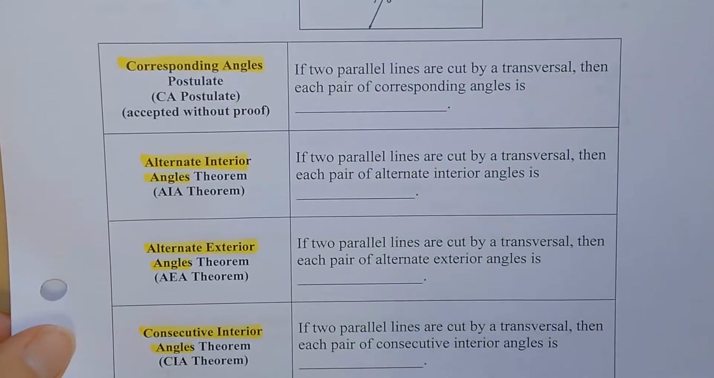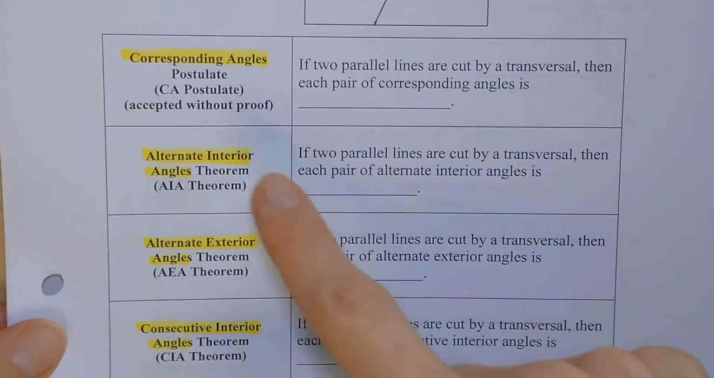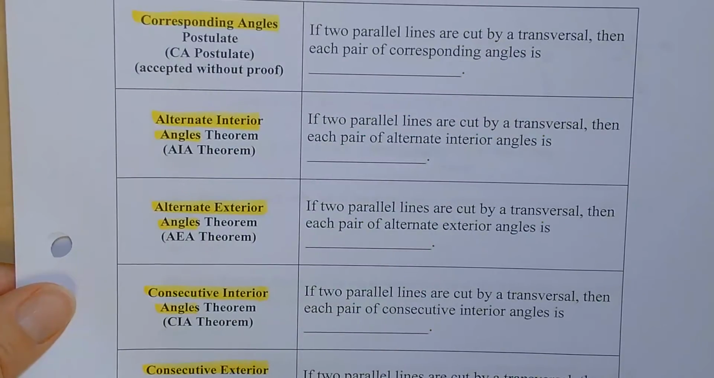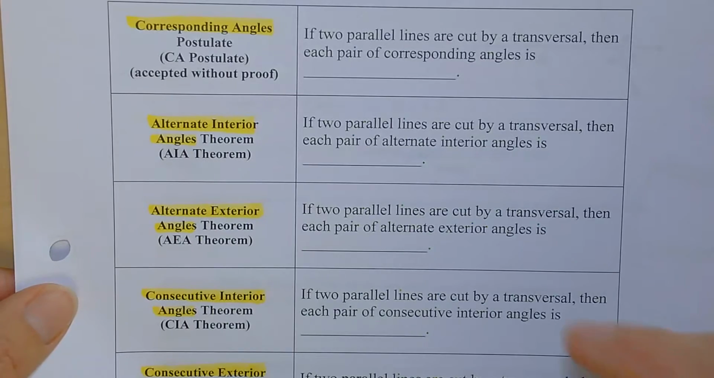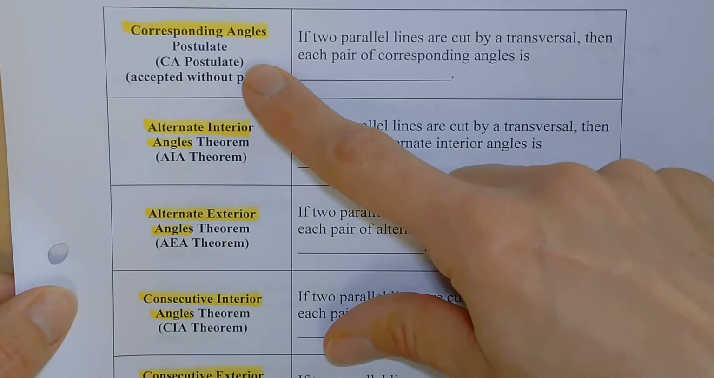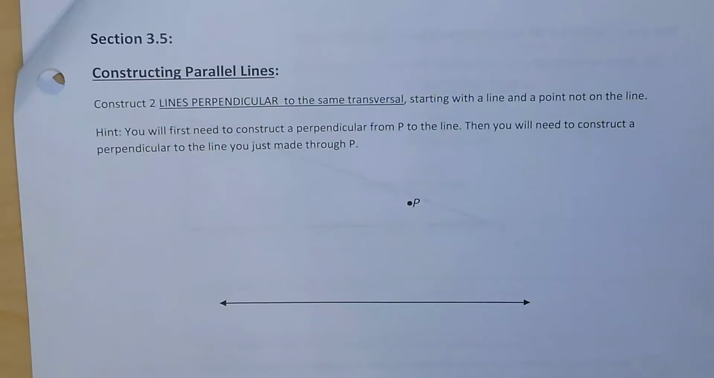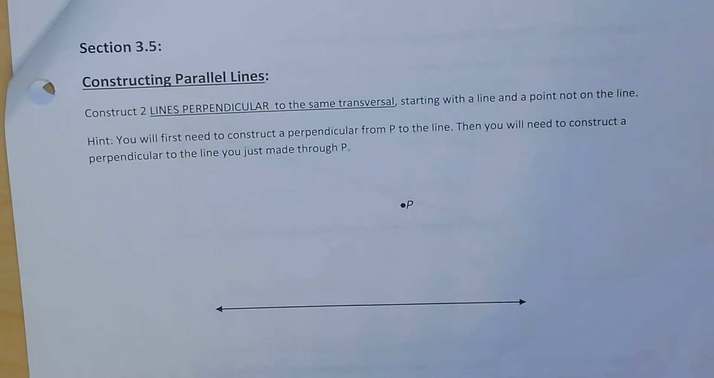Last time we talked about if lines are parallel, then we have all of these theorems that we can use, but we have to know our lines are parallel first. So these are all called theorems, and then you have one postulate, which I said if you call it a theorem, that's fine.